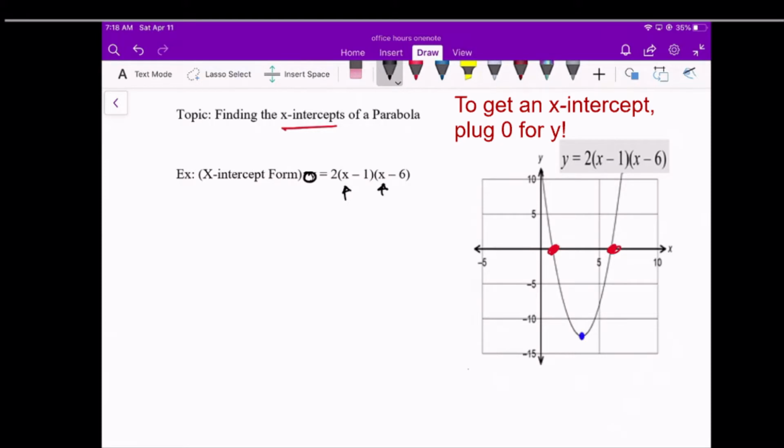It's not too hard to see that x equals 1 would make the right side of the equation 0, or x equals 6. If we look at our graph, this looks like that could be at around x equals 1 and this around x equals 6, so it looks like we got it right.